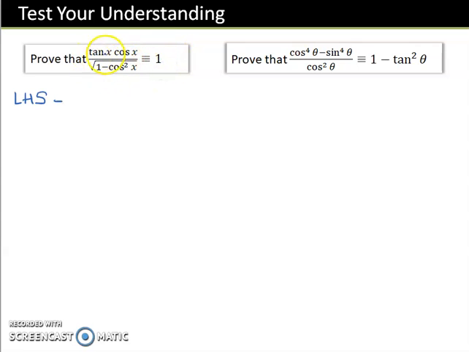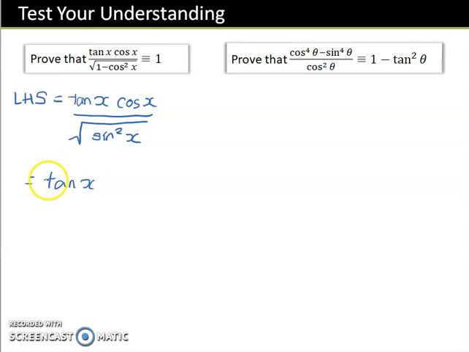Because these are cosines, I'm going to see if I can do something here. I don't know if it'll help or not. Haven't done this one before, we'll find out. So I've got, actually, I might change this one at the bottom first because I think this might make it a bit easier. So I've got tan x, cos x, all over the square root of, now 1 minus cos squared x is actually sine squared x. Okay, I'm going to go again. I've got tan x, cos x, and I now know it's over sine x.